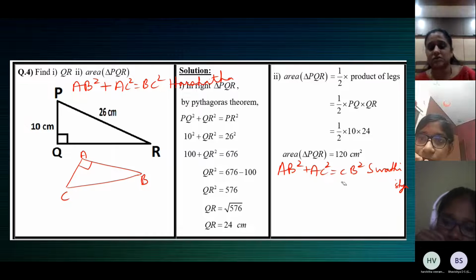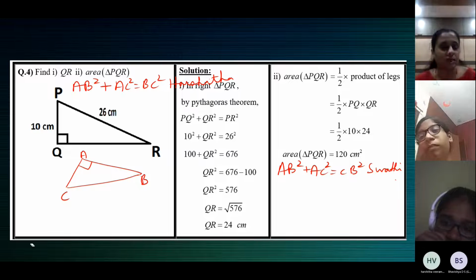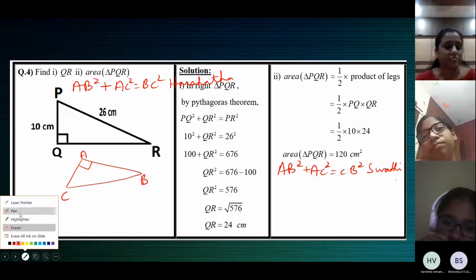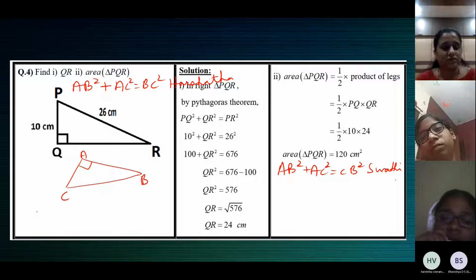Harshita, you must write the square on the hypotenuse separately on one side. So you can write it like this. You can write which is the hypotenuse. This is the right angle.